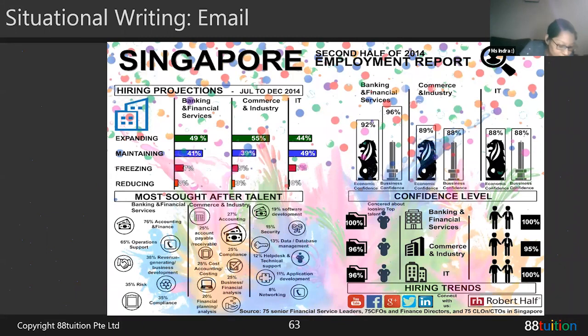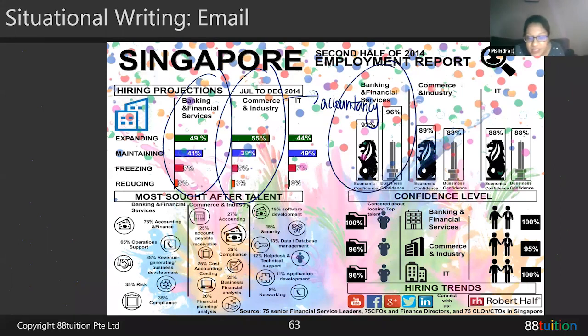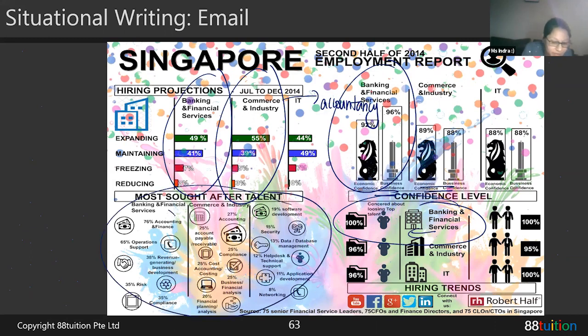Okay, now let me just show you roughly what we're looking at in terms of the visual, the stimulus. Over here she'll probably be interested in banking and finance, as well as commerce and industry related to her accountancy background. And of course you're looking at this: banking, finance and services. How does the business confidence actually look towards this as well? And of course we're looking at this, 100% concern about losing top talent. And over here, the most sought-after talents: accounting and finance, 76%. Something for us to take note of, especially under the banking and finance sector. So we pick out what is important.